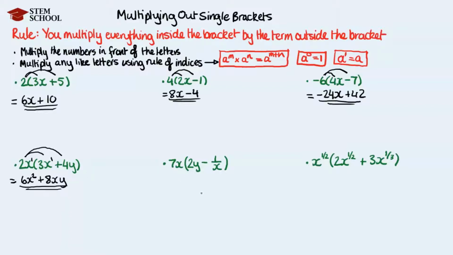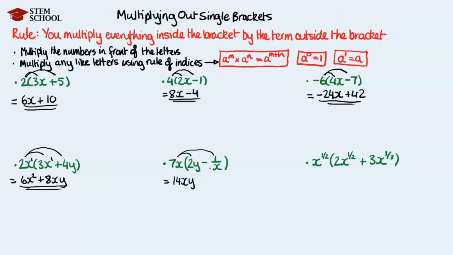Now this fifth one, this is a bit more difficult because I've included a fraction, okay? So it's the same process. What we have to do is 7x multiplied by 2y. You just get 7 times 2 is 14, then x, y multiplying each other. Then let's deal with the fraction.